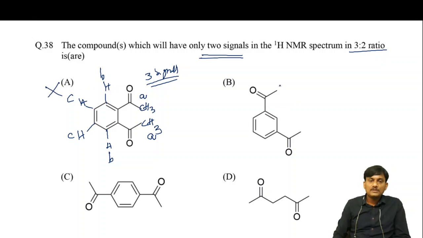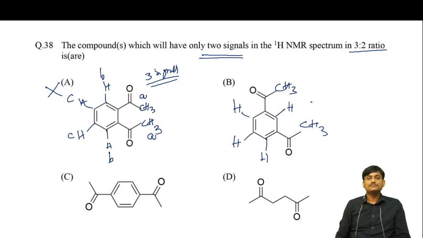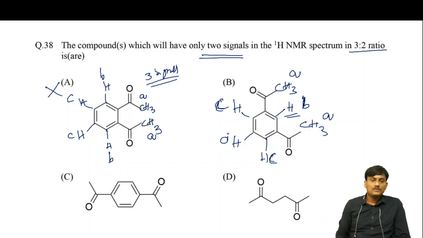Suppose you take this one CH3 and this one also CH3, and here there are hydrogens. In this case, this is A, and this one is B, a different proton, and this one is C, and this one is D. Here you have four signals.